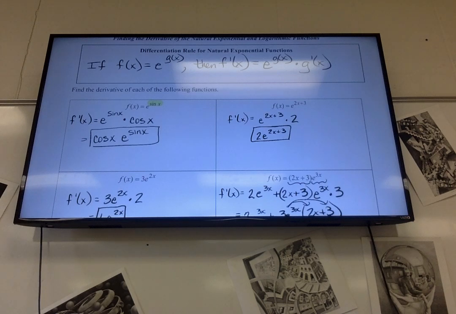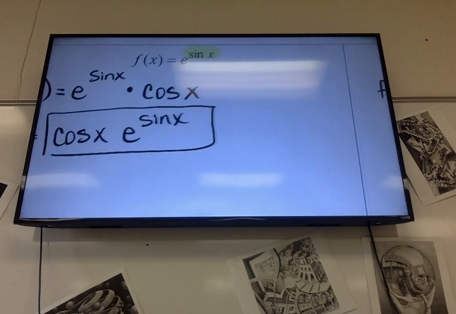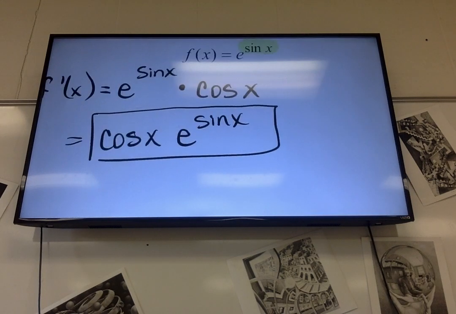What we did before was we took the derivative of e to the whatever, which is exactly what you had to start with. So it's e to the whatever, but then you also have to take the derivative of the whatever. Like for e to the sine x, the derivative was just e to the sine x, and then we times that by the derivative of that green part there. So that's what we did.